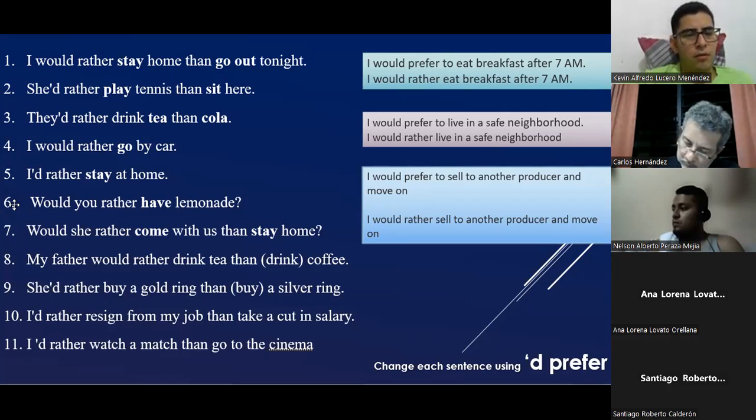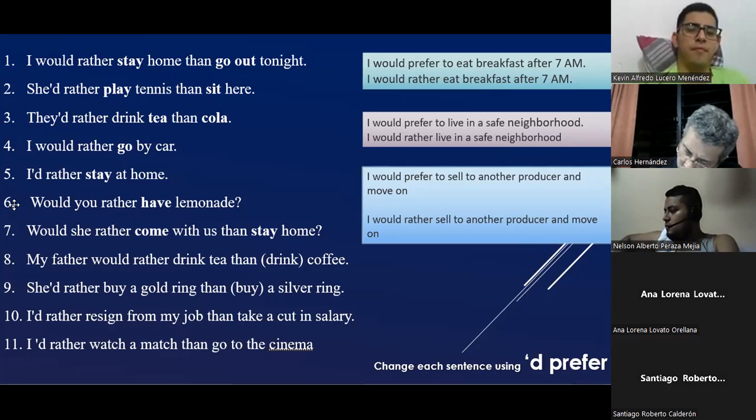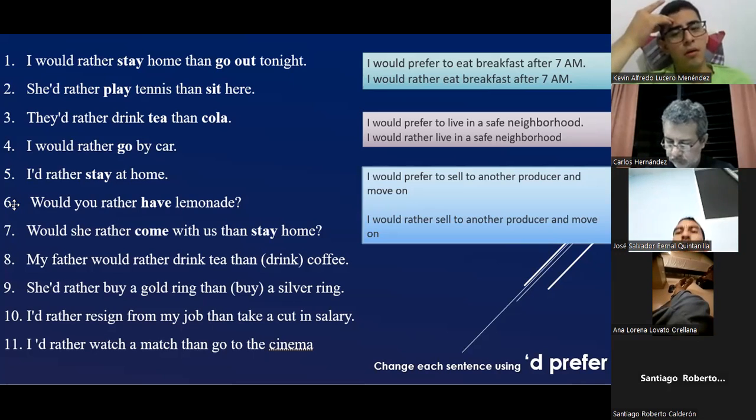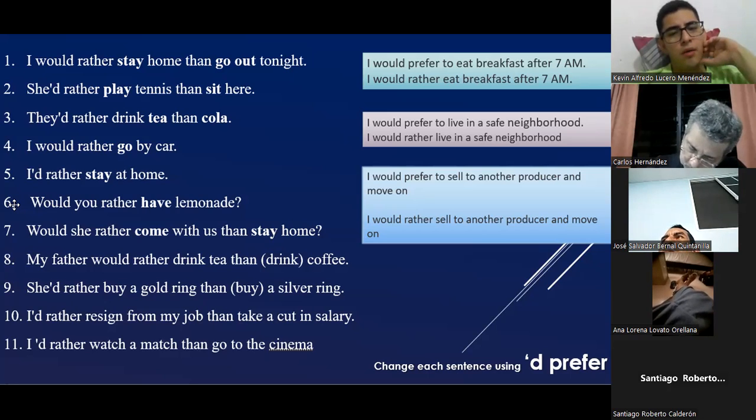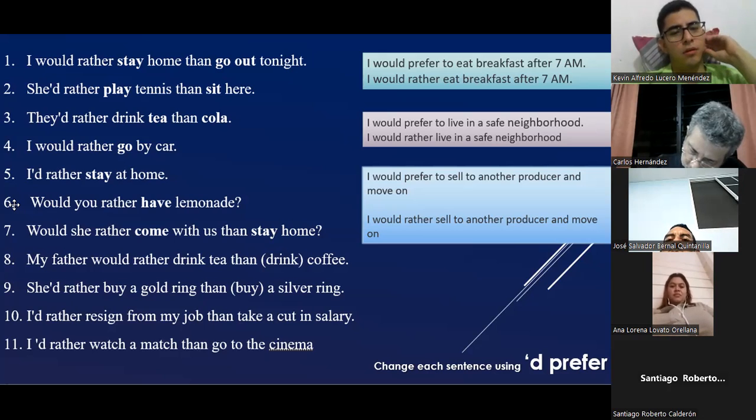Now number six, Nelson, please. Would you rather have lemonade? Here we are offering the other, we could say the hidden option. Maybe the person is deciding and then you ask, or maybe she or he is drinking something that they don't like at the moment. So you offer in this way, in a conditional form, would you rather have lemonade? So let's say number seven, Ana Lorena, please.